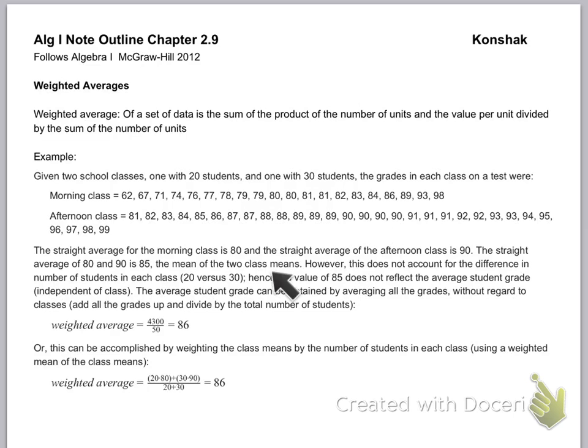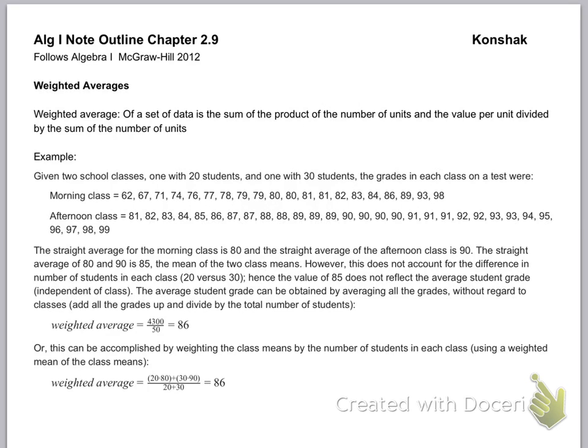And so that's what this word is saying. It says that this does not account for the difference of the number of students in each class. It's 20 versus 30. And it says, hence the value 85 does not reflect the average student grade in the whole thing. The average student grade can be attained by averaging all of the grades. So guess what? If I took all of their scores and added them all up, I get 4,300. There were 50 kids. That's 86. The true average for both classes together would be an 86.